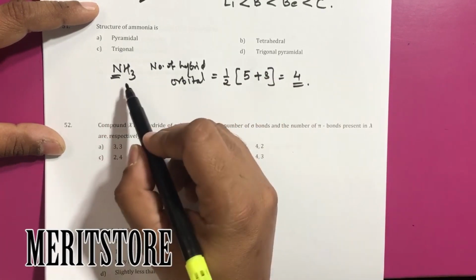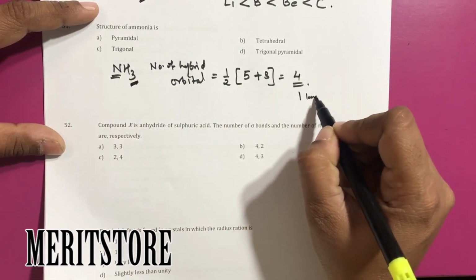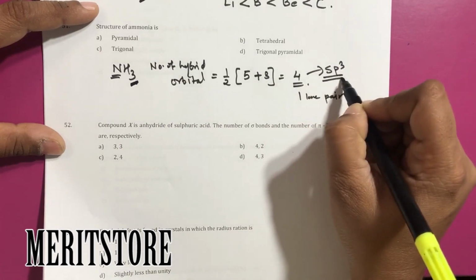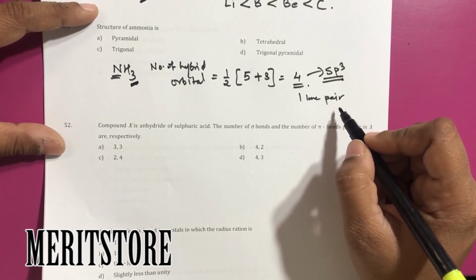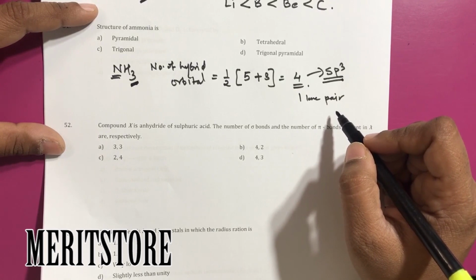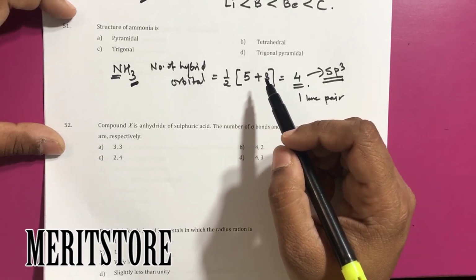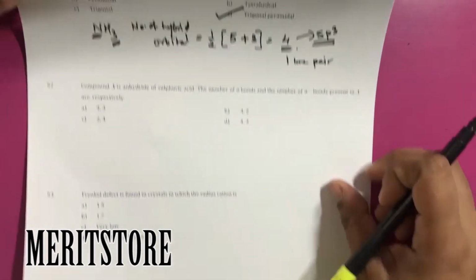There are 4 hybrid orbitals, but there are 3 bonded atoms. That indicates there is one lone pair. The 4 hybrid orbitals indicate the hybridization sp3. Generally that gives us the tetrahedral geometry, but due to the one lone pair, there is a distortion in the geometry and we get pyramidal geometry for this particular molecule. This is trigonal pyramidal structure, therefore option D.